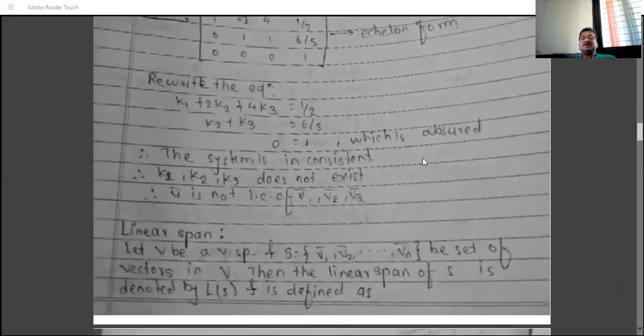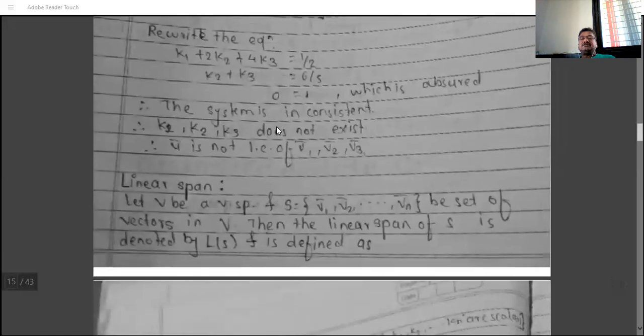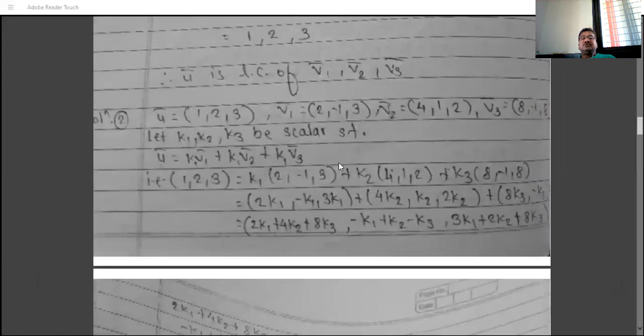And when the system is inconsistent, we have a statement like 0 is equal to 1, or we have that the rank of A is not equal to the rank of AB, then the system is inconsistent. And if the system is inconsistent, then the system has no solution, meaning U bar is not a linear combination of V1, V2, V3. So it depends on this system.